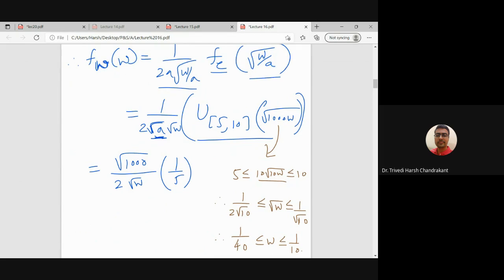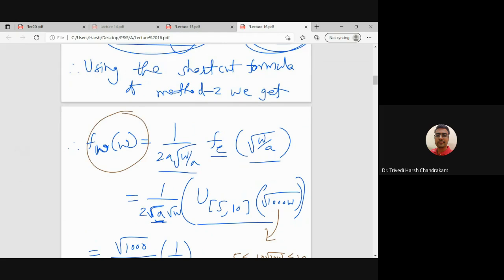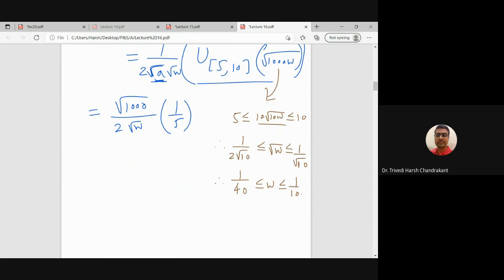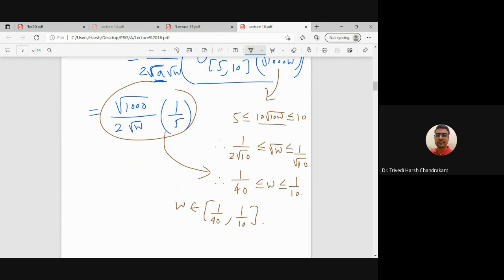Right. So what is the final answer? The final answer is we found the PMF of the new random variable when our w belongs to this interval. W is in the interval 1 by 40 to 1 by 10. So this is just an application using our known formula of the power in terms of volts.